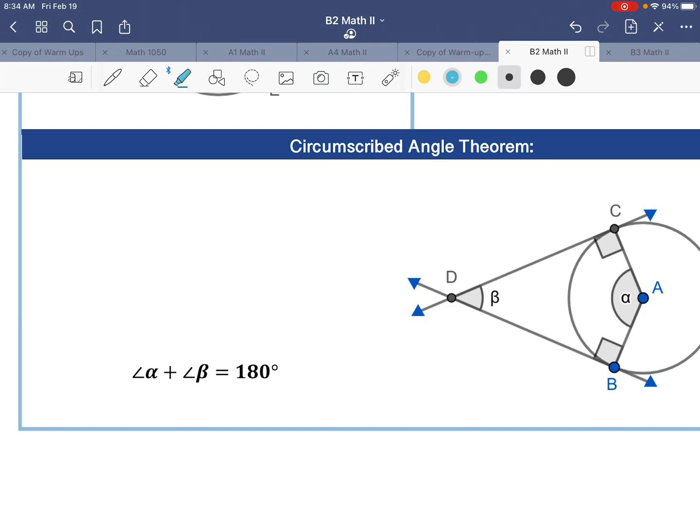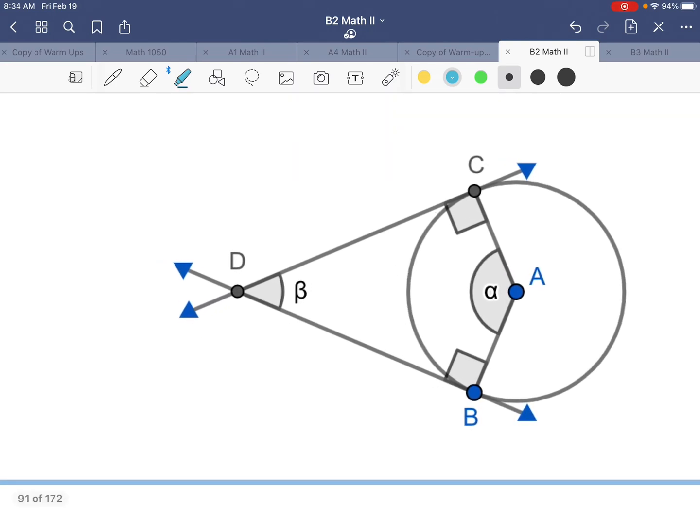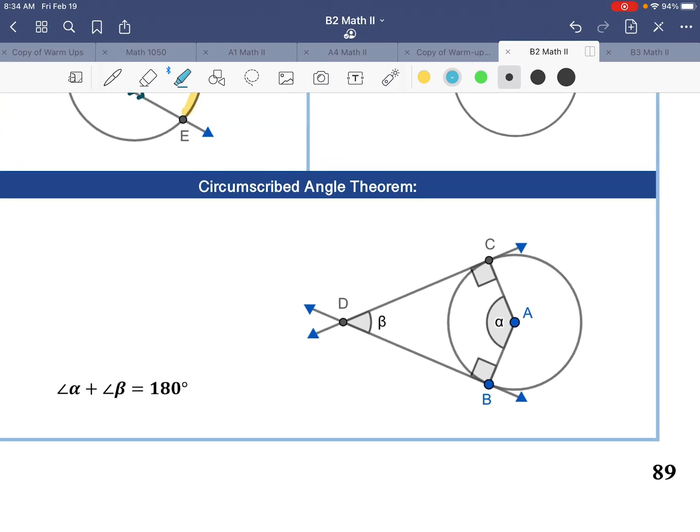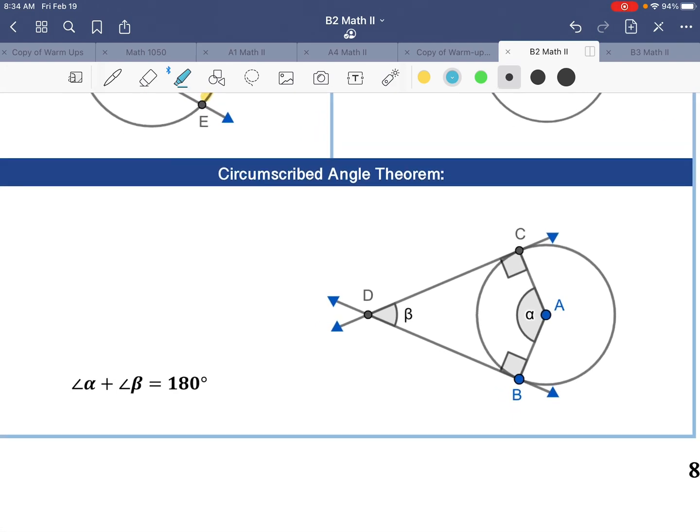Circumscribed angle theorem. So this is a combination of a couple of them. It makes a kite. This shape that it makes out here is called a kite. It also looks like a kite, which is helpful. So we have that the measure of angle alpha and beta, they're called alpha and beta here, equals 180 degrees.